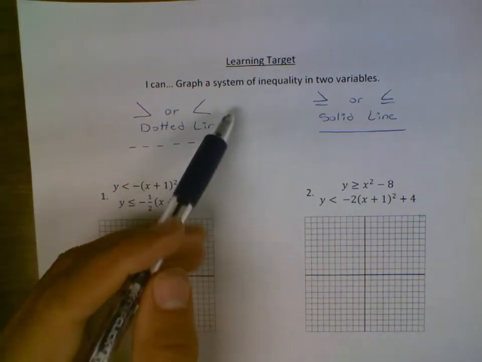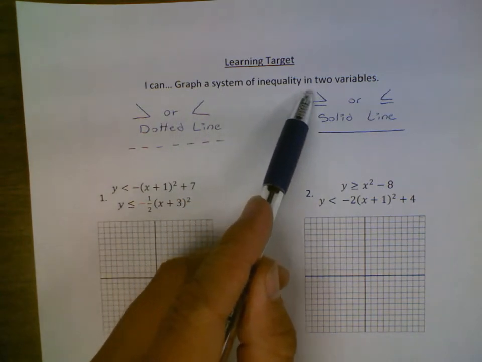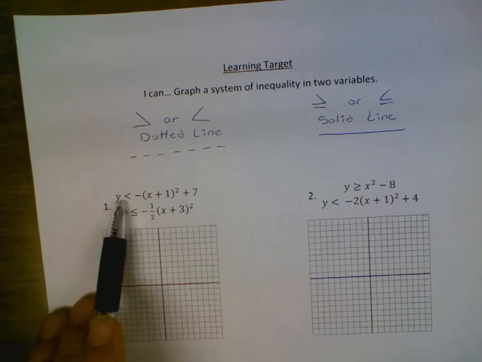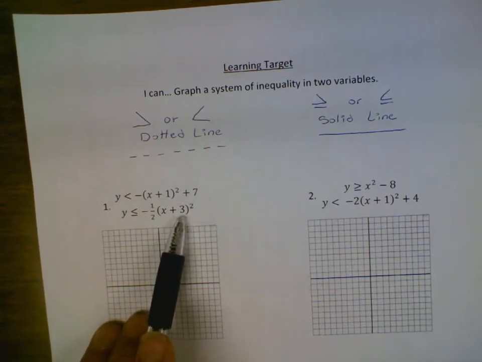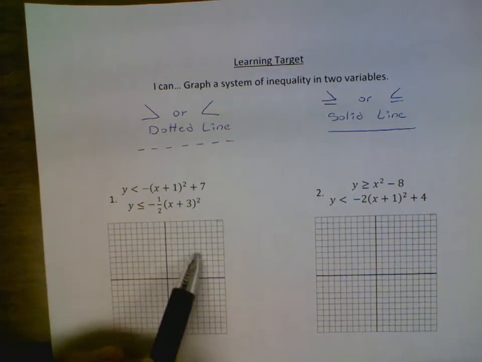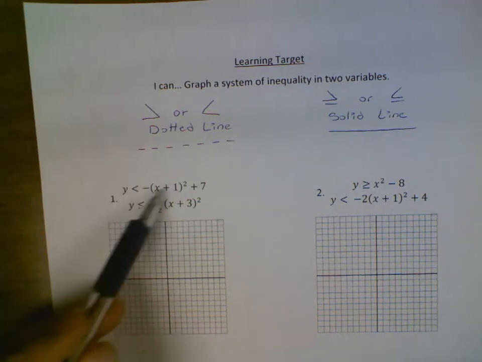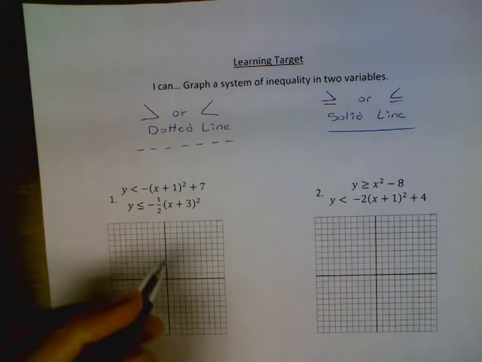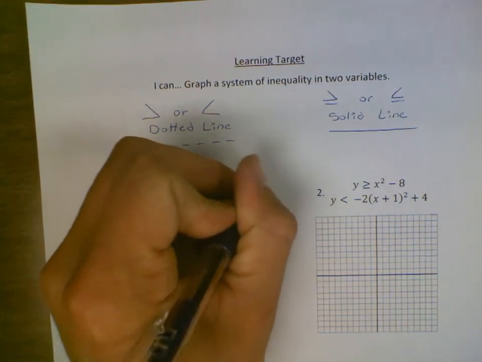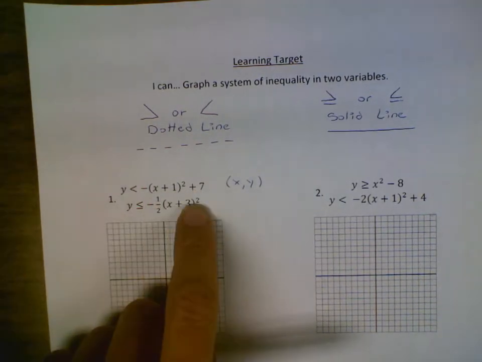In this video, the learning target we're going to look at is I can graph a system of inequalities in two variables. So what we're going to be doing is we're going to be given two inequalities and we're going to graph both of them. And we're going to shade in the region of the graph that contains the points that make both inequalities true. To be a solution to a system of inequalities means that you're an ordered pair, a point (x, y), that makes not just one of these true, but makes both of them true.